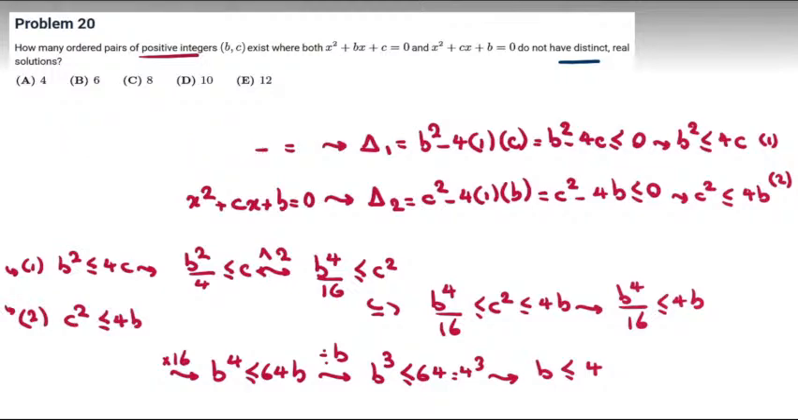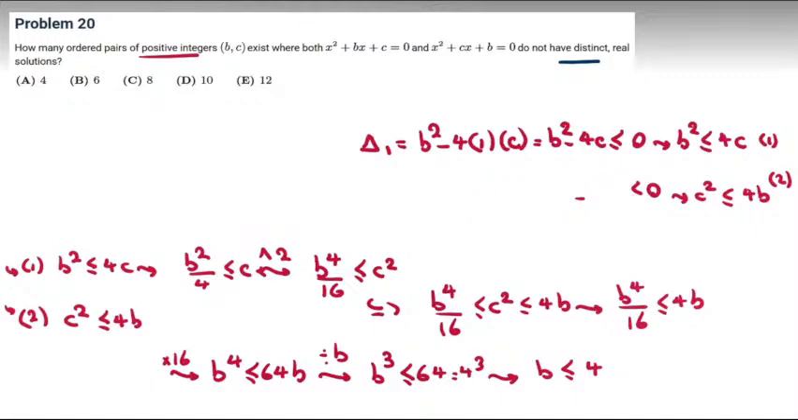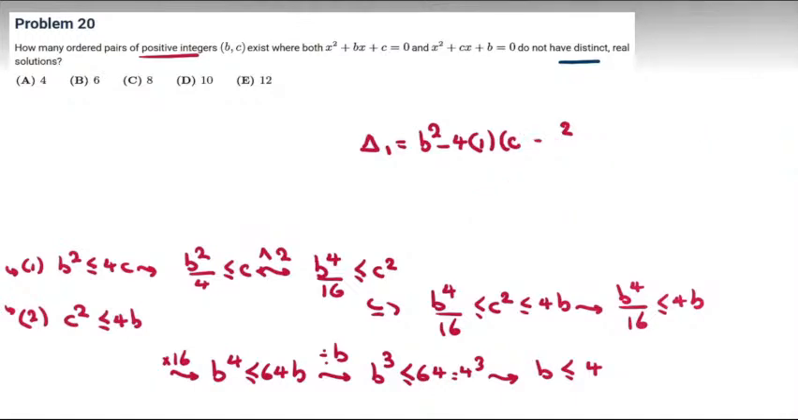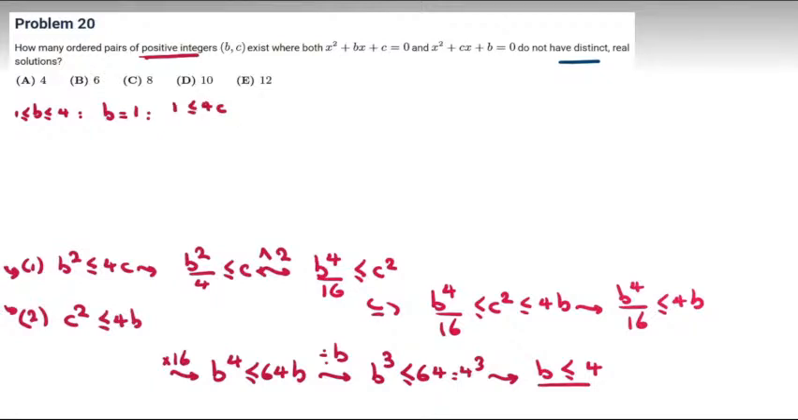So let's erase these two things. Because b is less than or equal to 4, and we know b is a positive integer, b is greater than or equal to 1 and less than or equal to 4. So let's check 4 cases. If b is 1, I should write these two inequalities: b squared, which is 1 squared, less than or equal to 4c, and c squared less than or equal to 4 times 4. So c=1 works, c=2 works. So c=1, c=2. Here are two answers.